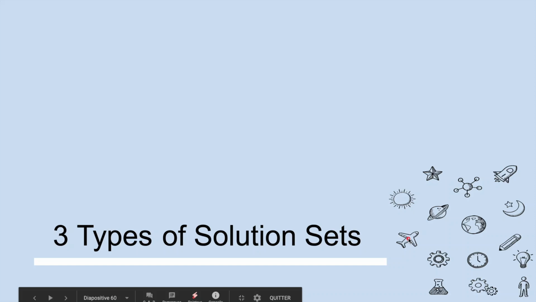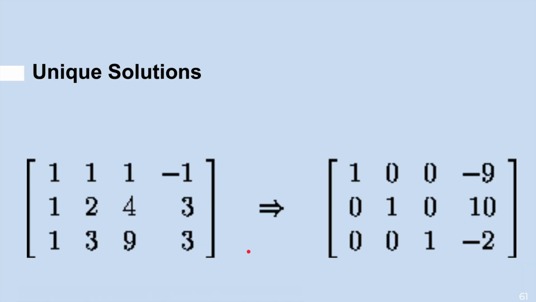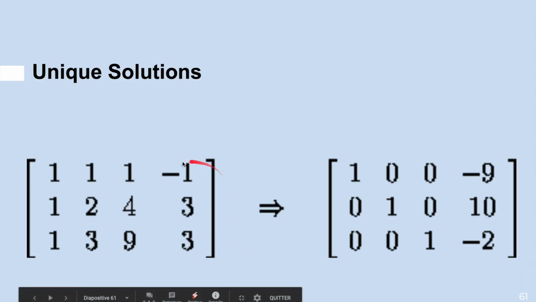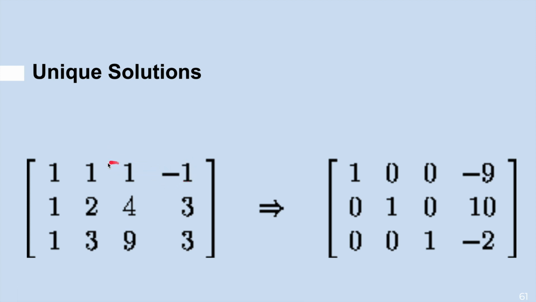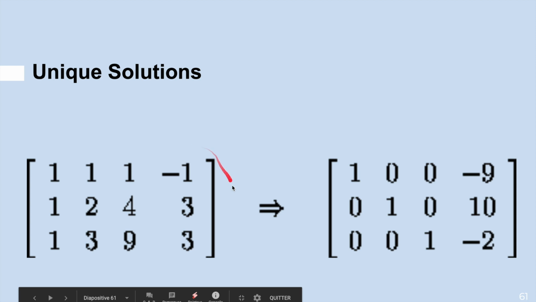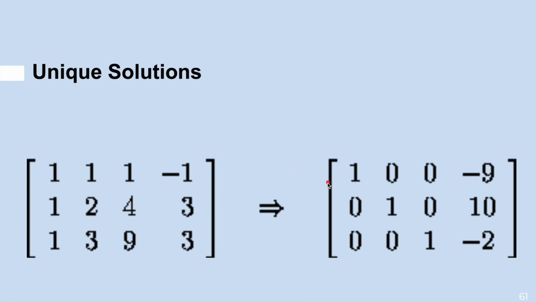Solving sets of linear equations, there are three types of solutions, or three answers that you could get. The first one is a unique solution. That means that every variable corresponds to exactly one answer. So here I have my original matrix, and I change it into a reduced row echelon form matrix.